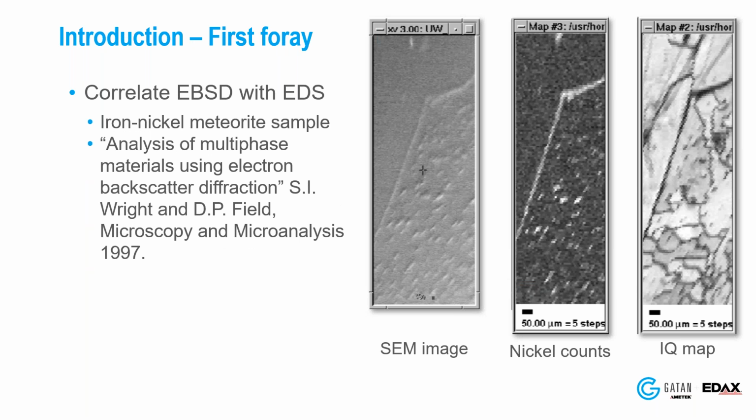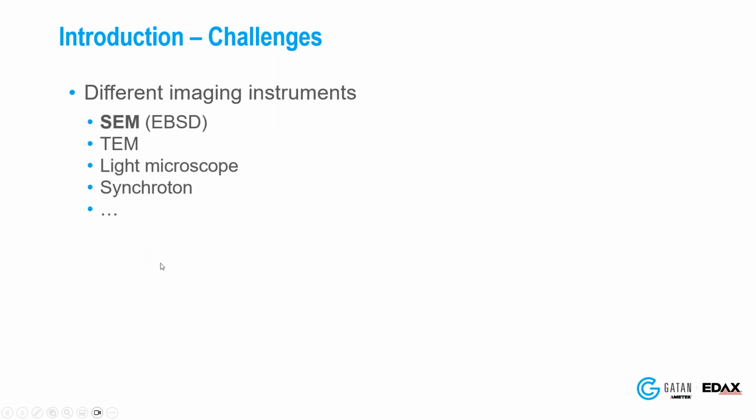So our very first foray into this was with EDS, that makes sense. And we wanted to correlate EBSD with EDS. And we did this in an iron nickel meteorite sample, and you see there on the left is the SEM image, in the middle is the nickel counts, and on the right is the IQ map. And so we were able to correlate the chemistry with the EBSD, and we did that at an M&M and showed those results a long time ago, 1997. And we've come a long way since then.